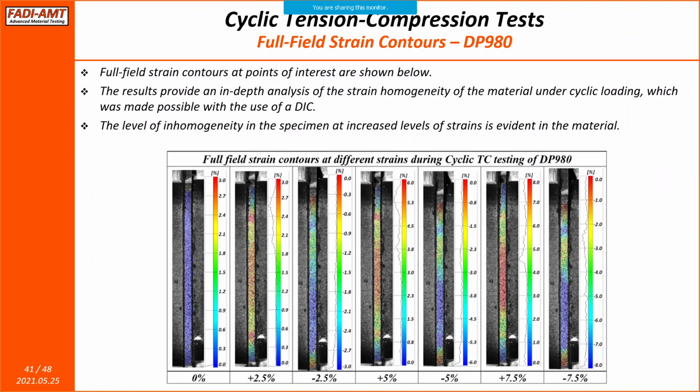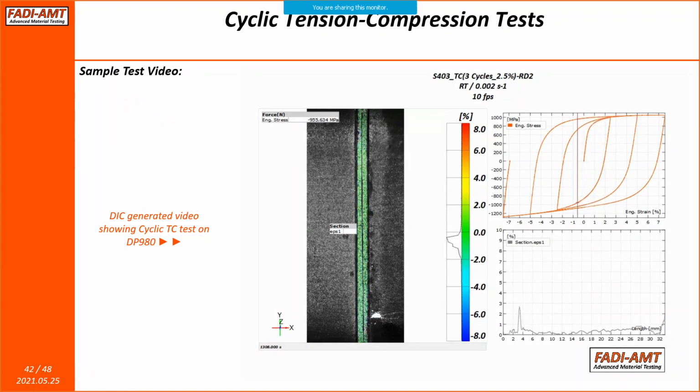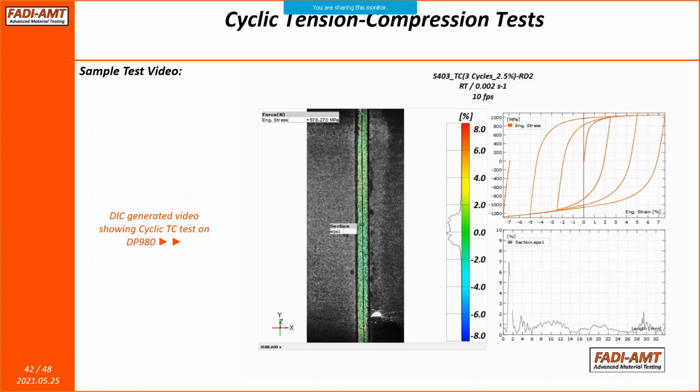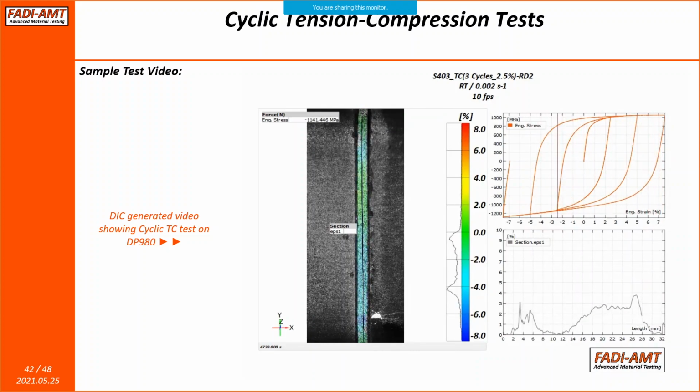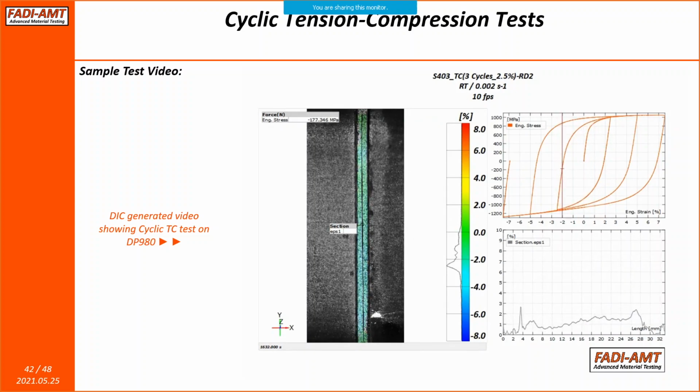The next advantage that we got from the DIC is the full field strain contour. These are snapshots at several points of interest at 0, 2.5, 5 and 7.5%, and you can see the level of inhomogeneity in the specimen at increased levels of strains, which is very evident in the material here. We put a cross section here on the DP980 specimen that's shown here, and you can see the right hand side bottom plot is showing the strain evolving with each cycle, and at 7.5% it's so inhomogeneous. So this is the kind of information that's really valuable and which comes only with the use of a DIC in such kind of tests.